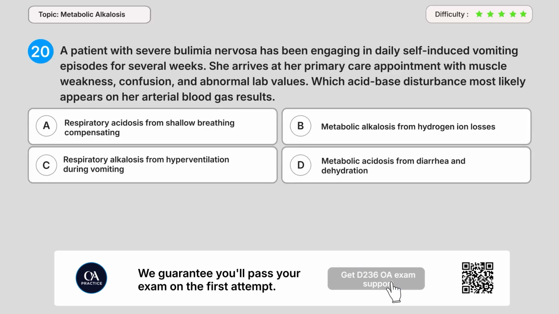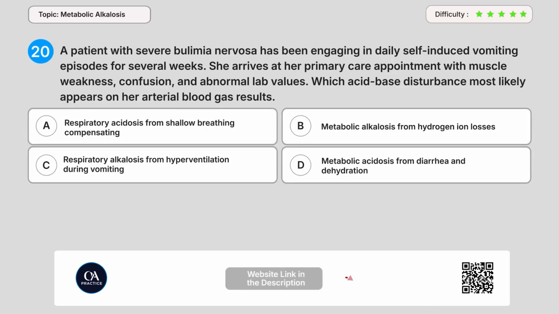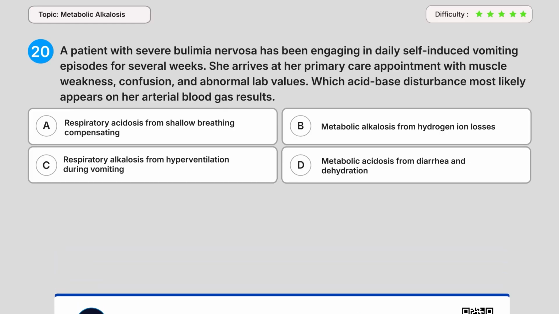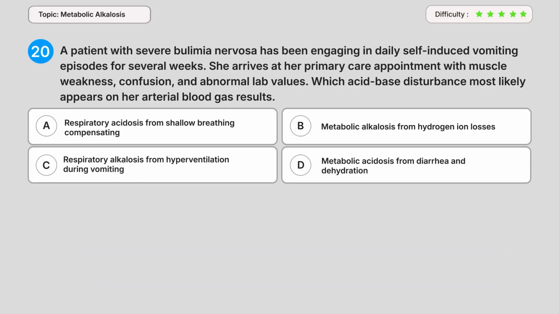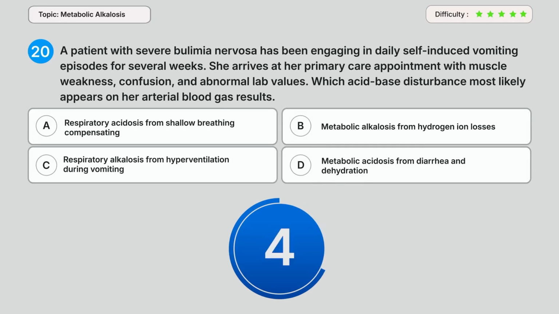A. Respiratory acidosis from shallow breathing compensating. B. Metabolic alkalosis from hydrogen ion losses. C. Respiratory alkalosis from hyperventilation during vomiting. D. Metabolic acidosis from diarrhea and dehydration. What do you think is the answer?